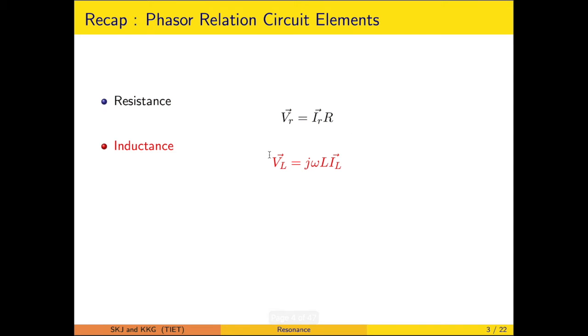For the inductor, VL equals j omega L times IL. That suggests that the voltage across the inductor leads the inductor current by 90 degrees. This 90 degrees comes from the j operator. For the capacitor, similarly, the voltage across the capacitor lags the capacitor current by 90 degrees.